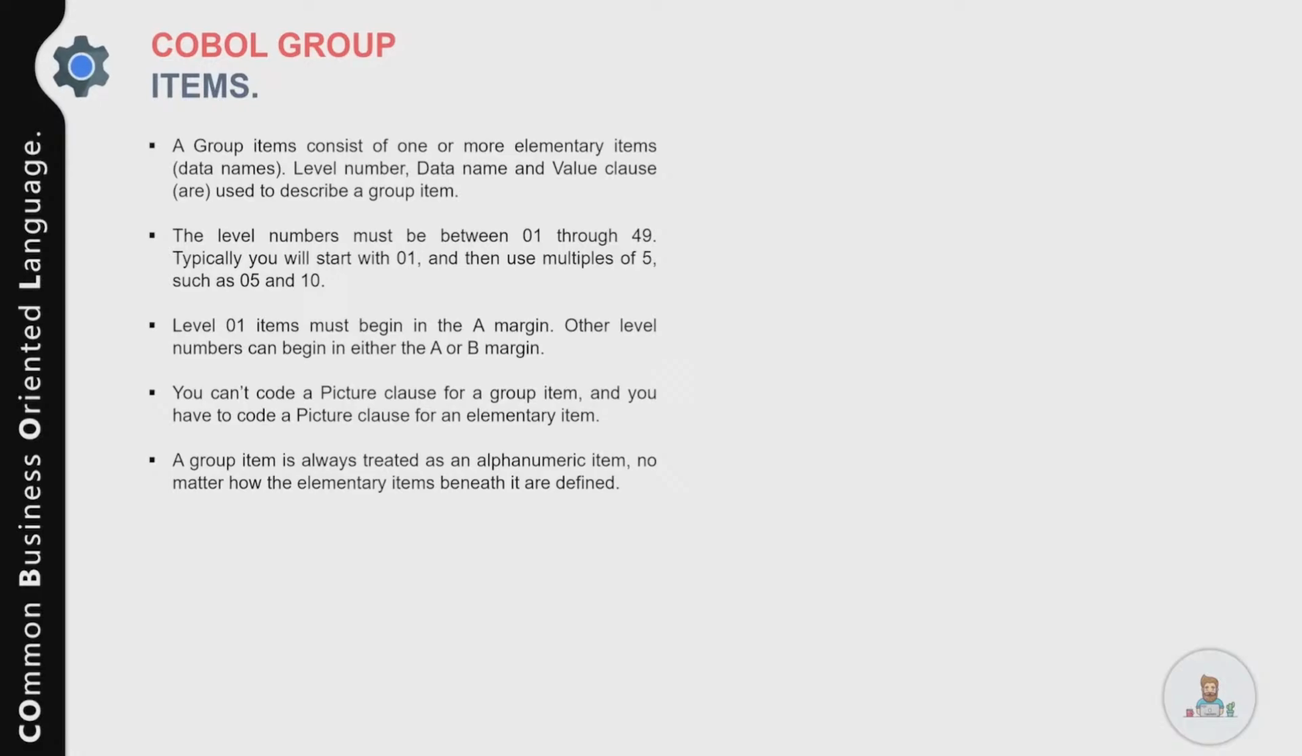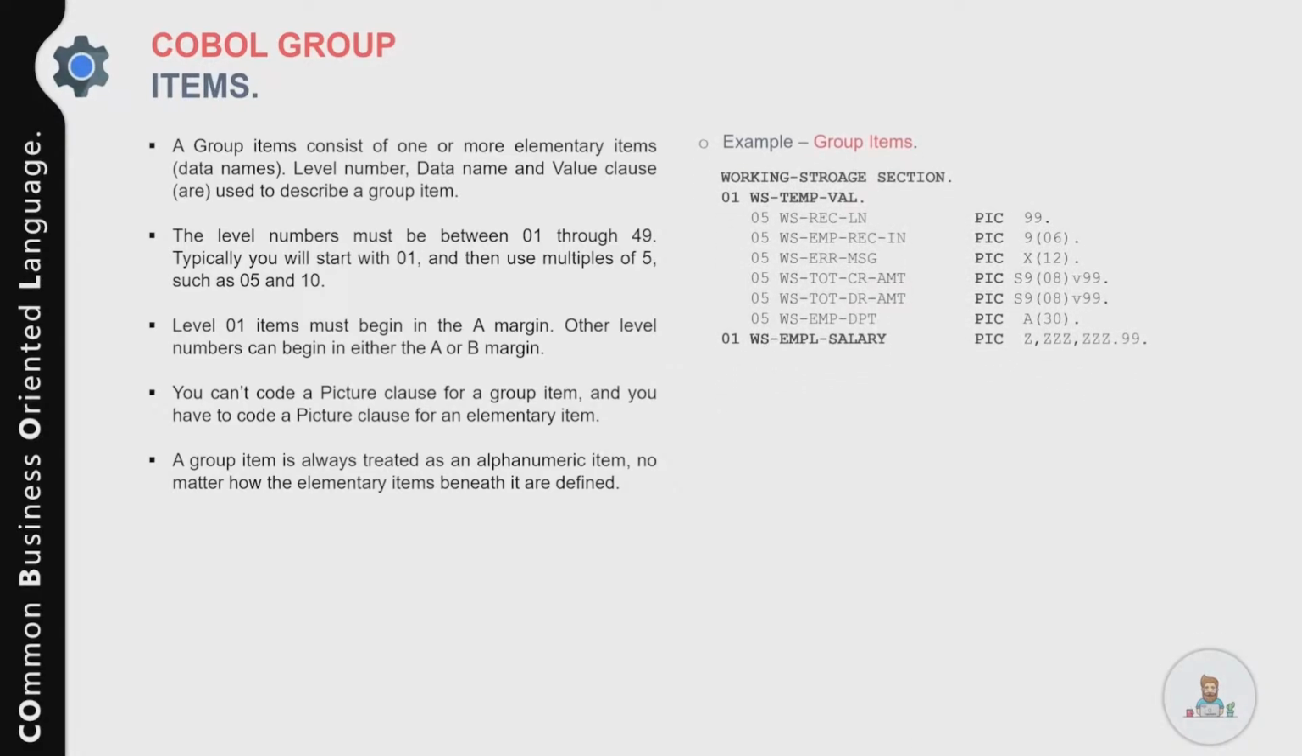A group item is always treated as an alphanumeric item, no matter how the elementary items in that group are defined. Now let's talk about an example so that you can understand how exactly you can define group variables in your COBOL program. So here's an example, and we have a working storage section where we have defined 2 variables, and the first variable is the only group variable, right? The second variable that we have defined, that is employee salary, is an elementary item. And if you notice, the first variable, that is ws-temporary variable, it's actually a group variable where we have defined approximately 4 to 5 elementary items.